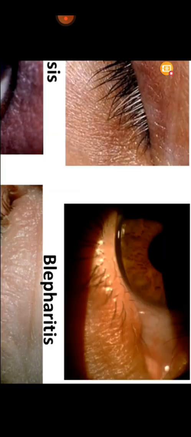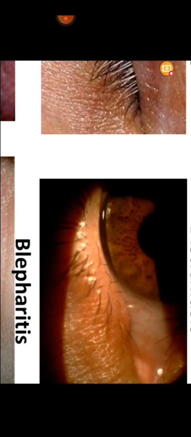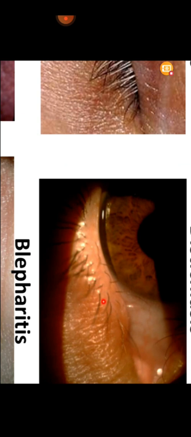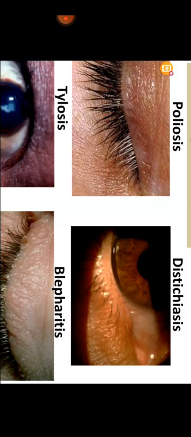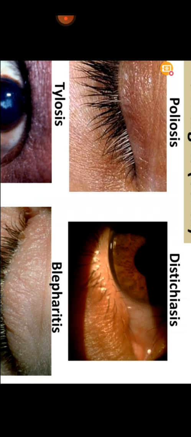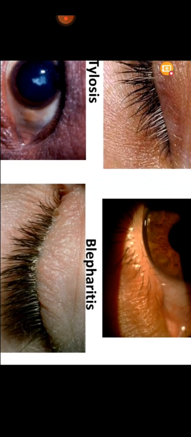And in this picture, you can see that apart from the eyelashes in the anterior lid margin, there are some eyelashes even on the intermarginal strip. Okay, this is called distichiasis. Distichiasis means there will be one more row of eyelashes. We call it Upapakshmamala in Ayurveda.